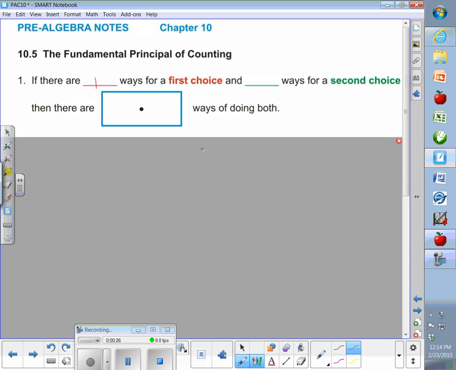What does it involve? When there are p ways for a first choice, and q ways for a second choice, here's the simplicity: this is just simply P times Q ways of doing both. Really, really simple. It's just multiplication.